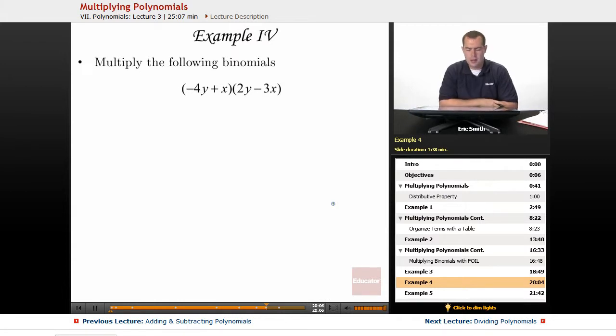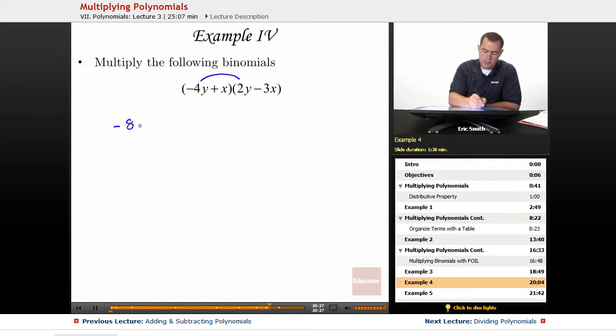Okay, let's try another one, and this one you'll see has a few more things that we actually can combine. We're going to multiply a minus 4y plus x, and all of that will be multiplied by 2y minus 3x. Okay, starting off with our first terms. I'm going to highlight them in a different way. So minus 4y multiplied by 2y would be a minus 8, then y times y would be a y squared. So that takes care of our first terms.